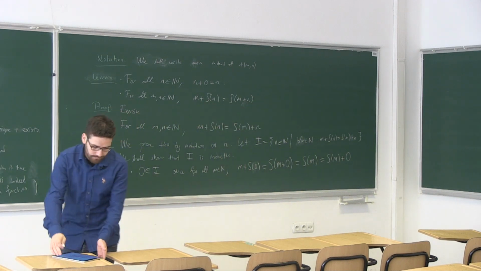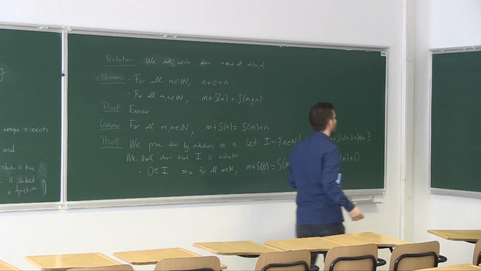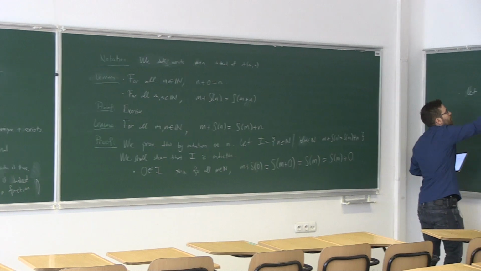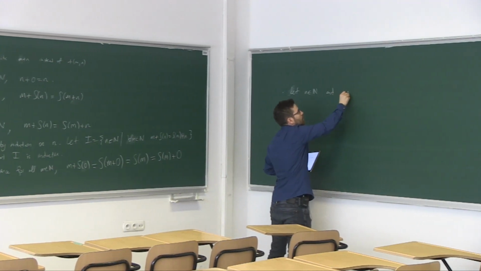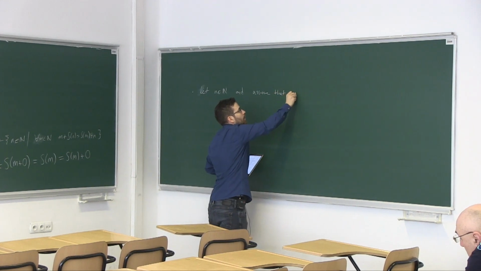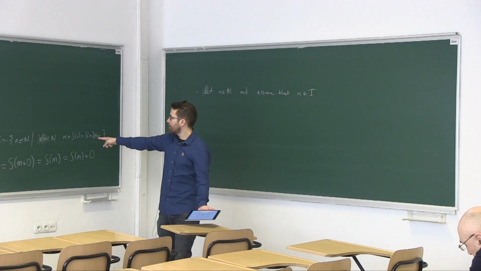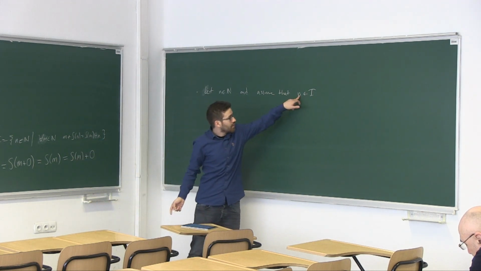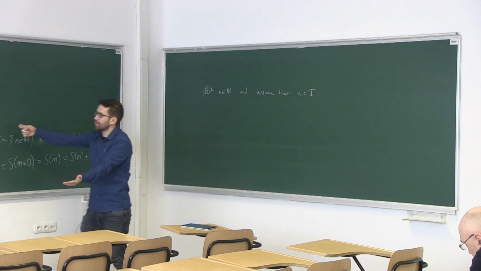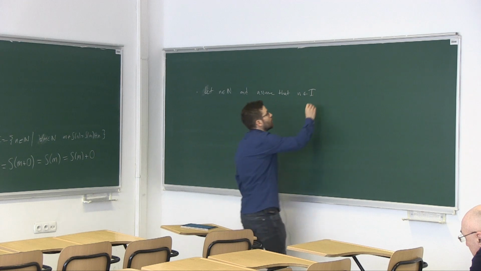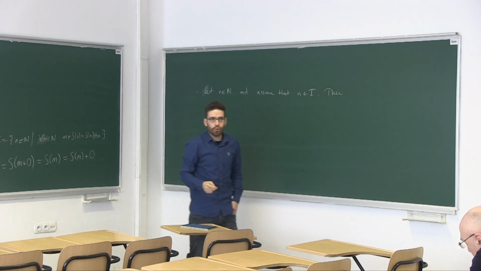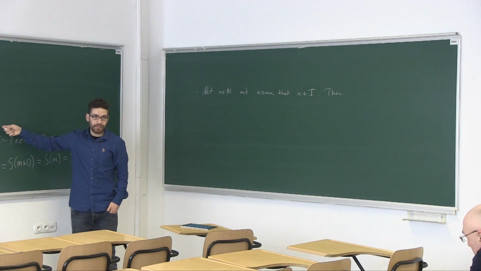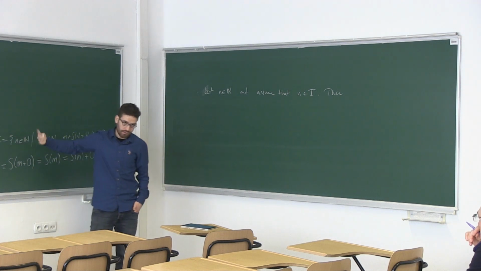Now let's do the inductive step. Let n be a natural number and assume that n is in I. So let's say that this claim is true for some natural number n, okay? When I say assume that n is in I, I'm just assuming that this claim is true for some natural number n. Then, okay, what do we want to show? We want to show that this claim also holds for the successor of n, so that the successor of n belongs to this set, so that this set is inductive.